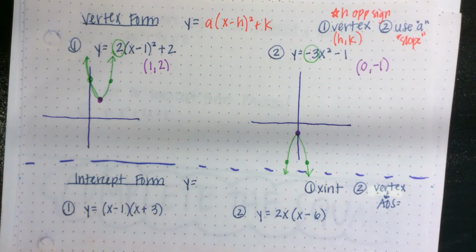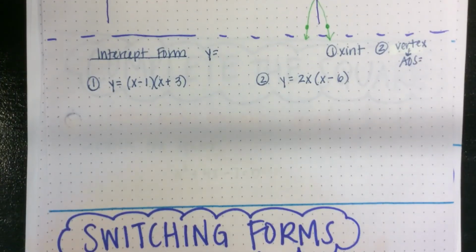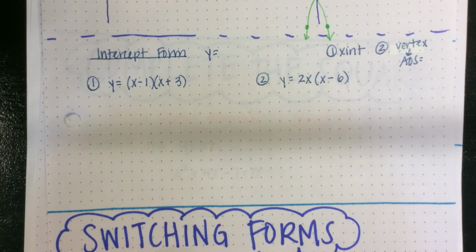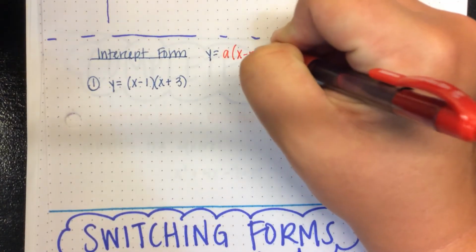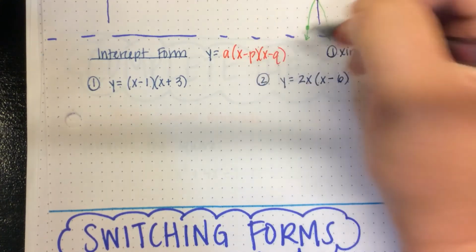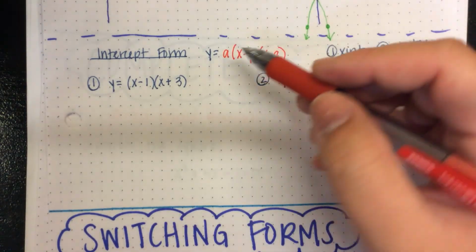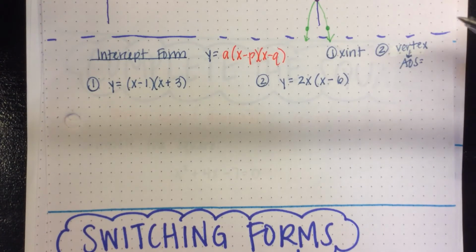And our last one, which we talked about when we factored, is intercept form. Intercept form has that same a out front, and then (x minus p)(x minus q), and it's intercept form because it gives us the x-intercepts.